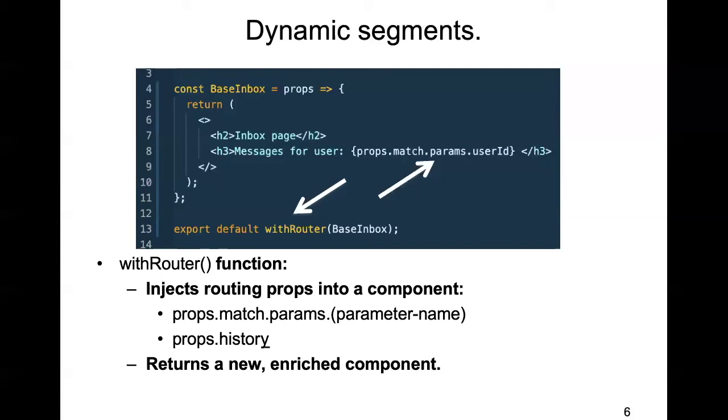So that's a special little technique actually. What withRouter is referred to as is a higher order component. A higher order component is a function that takes a component and returns a component. And the component it returns is an enhanced version of the component that it receives. It's a technique that a lot of third-party React libraries actually use.